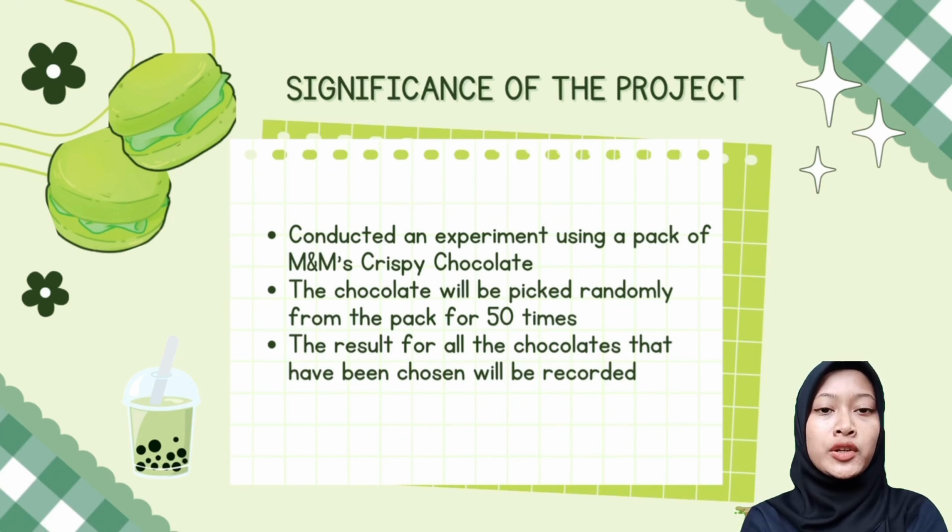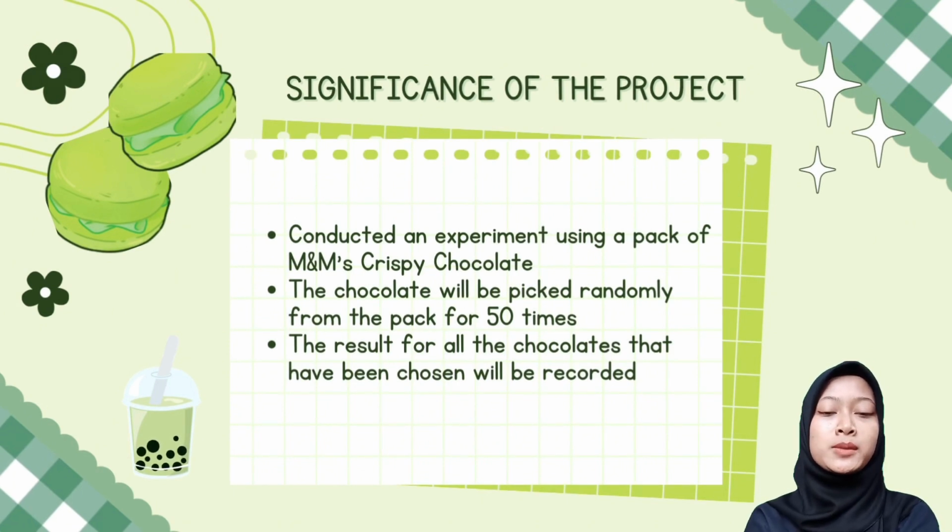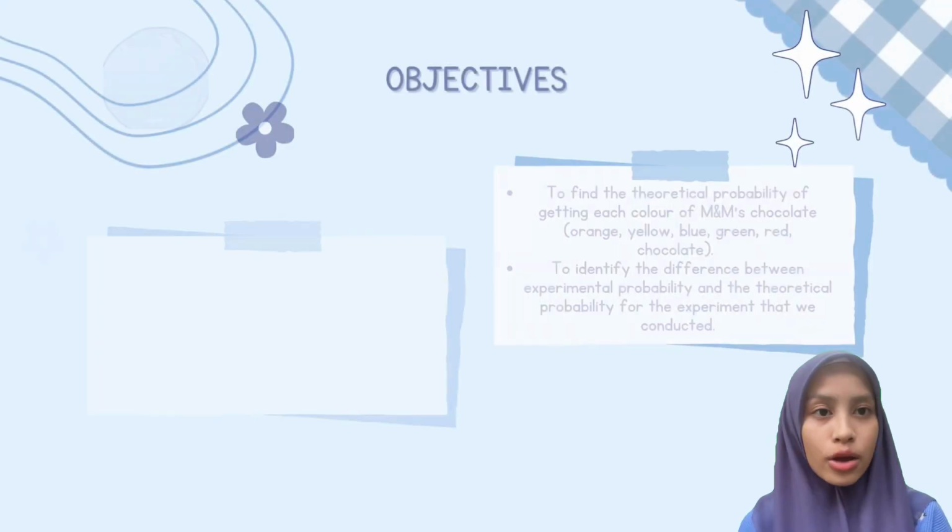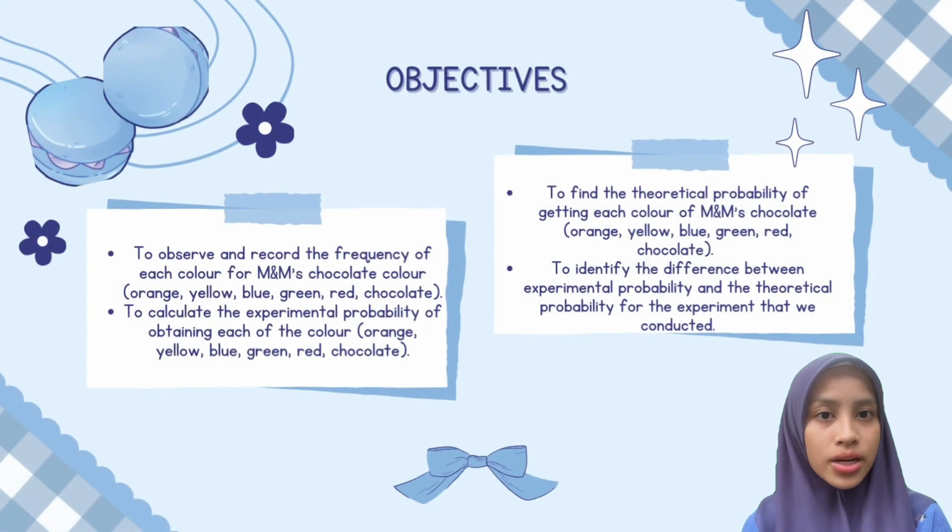This experiment is conducted by using a pack of M&M's crispy chocolate, which contains 25 pieces of chocolate in one pack. The chocolate will be picked randomly for 50 times, which means there will be 50 trials. The results for all of the chocolate that have been chosen will be recorded in a table that will be explained later. Next, we will go to the objective of experiment.